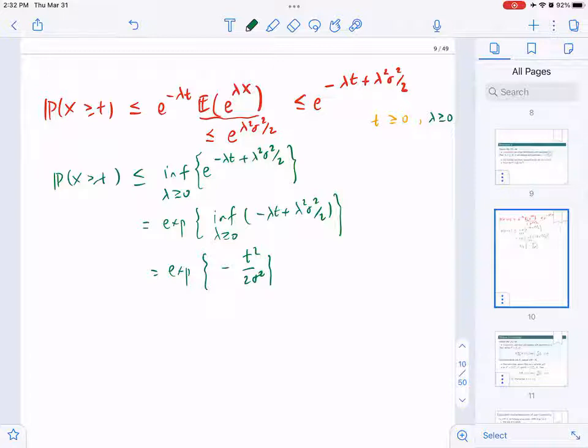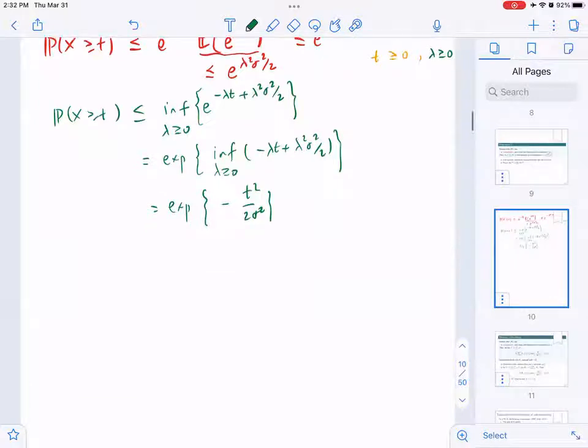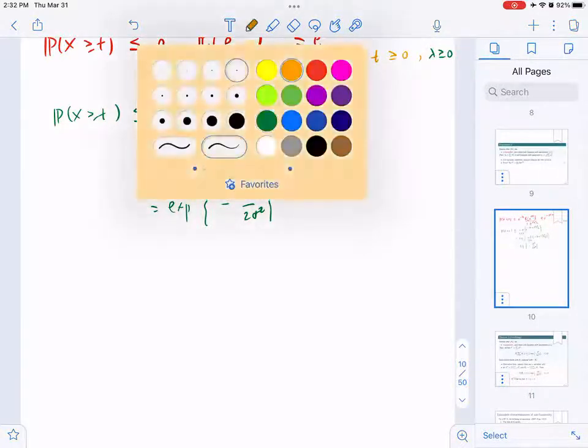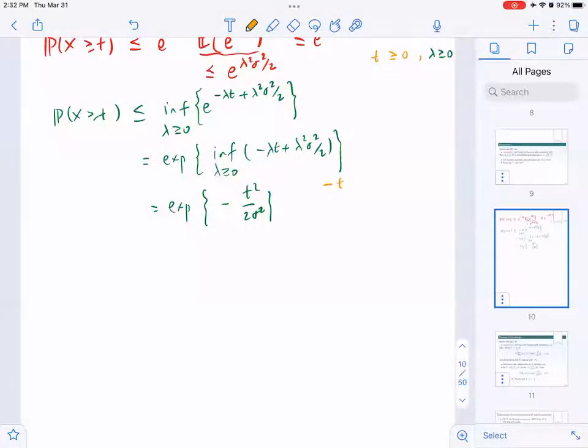Just minimize this, or maybe let's do it, because you also have to take into account this constraint. If I want to minimize this, the easiest way is to take the derivative: negative t plus 2 lambda sigma squared over 2. Set it equal to 0. Lambda has to be t over sigma squared, actually.